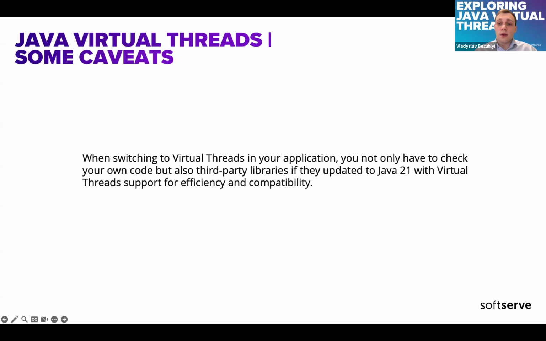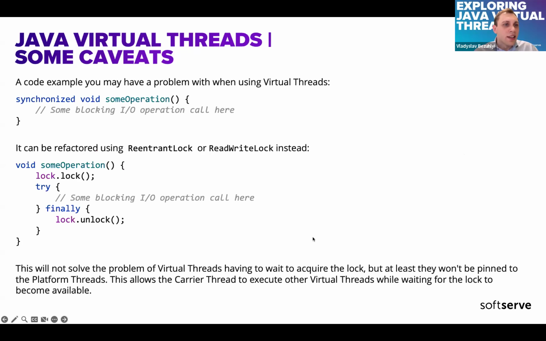Almost all the platform thread problems you may face are still there with virtual threads, like race conditions, deadlocks, visibility, shareability of the threads. But that also means that many existing solutions to ensure that your code is correct and safe are the same, and you probably know them. However, I'd like to highlight some more caveats. A code example that you may have a problem with.